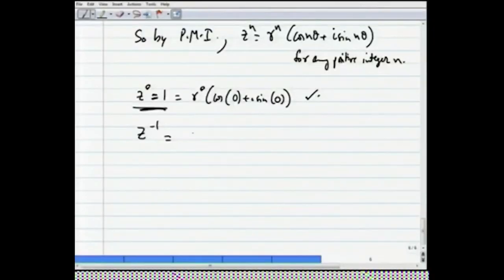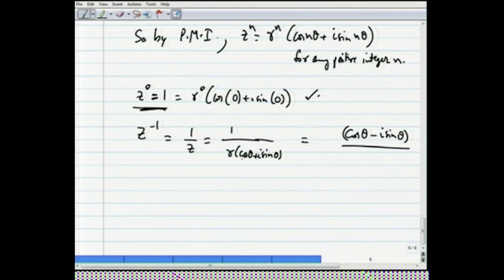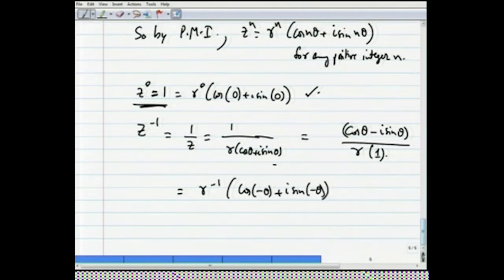And z power minus 1 is indeed 1 by z, which is 1 by r times cosine theta plus I sine theta. By multiplying and dividing by cosine theta minus I sine theta, we get r in the denominator. Cosine theta plus I sine theta times cosine theta minus I sine theta gives you cosine squared plus sine squared, so that is 1. So this can be written as 1 by r, which is r power minus 1, times cosine minus theta plus I sine minus theta. So it is true that z power minus 1 likewise is r power minus 1 times cosine of minus 1 times theta plus I sine of minus 1 times theta.